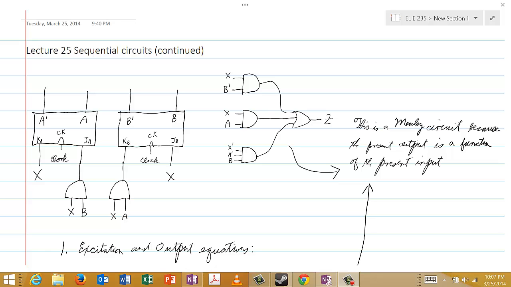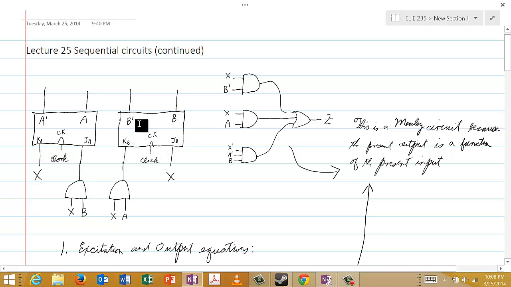Welcome to Lecture 25, in which we will continue to talk about sequential circuits. And in the first case that we'll consider today, we have this circuit, which, for the sake of saving space, has been broken up into two diagrams side by side here.